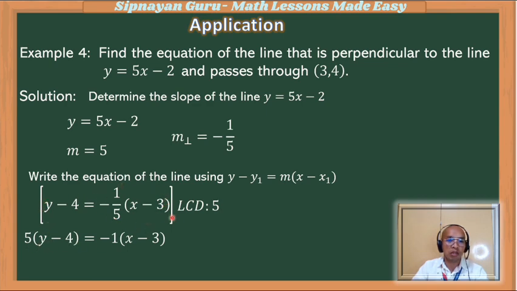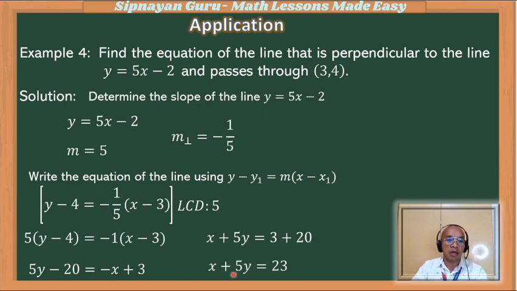Now, if this expression is multiplied by 5, the denominator is cancelled out, so what is left is just negative 1 times x minus 3. Further simplification: 5 times y is 5y, 5 times negative 4 is negative 20, negative 1 times x is negative x, then negative 1 times negative 3 is positive 3. By the addition property of equality, transpose negative x to the left, that is positive x. We just copy positive y, then copy positive 3, then transpose negative 20 to the right, it turns to positive 20. Simplify, so that is x plus 5y equals 23.